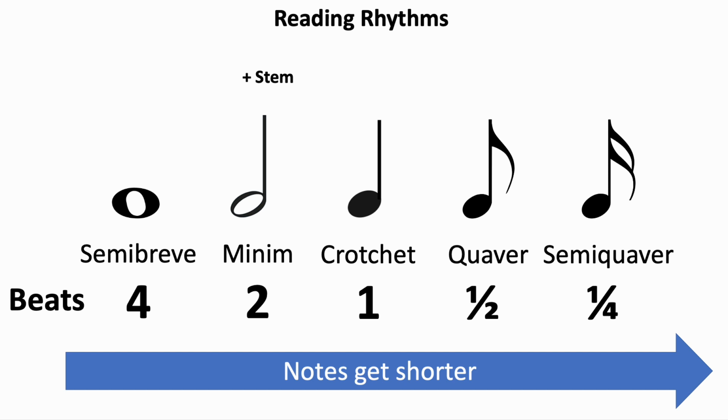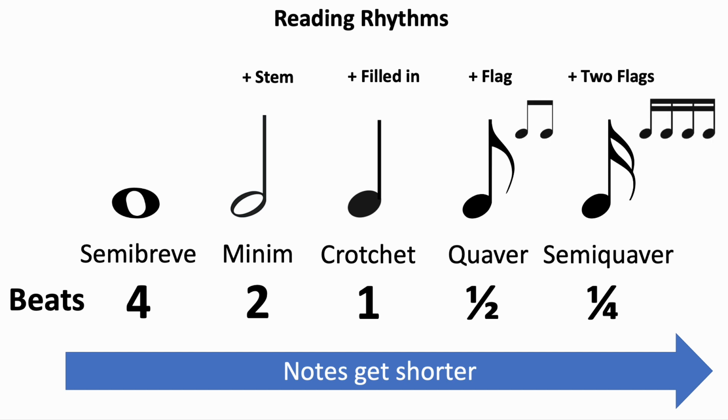A minim adds a stem, a crotchet fills in the note head, a quaver adds a flag, and a semiquaver adds 2 flags. You'll also see semiquavers and quavers joined up like this.